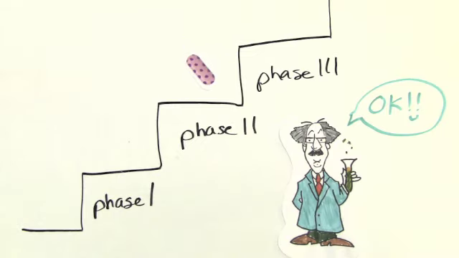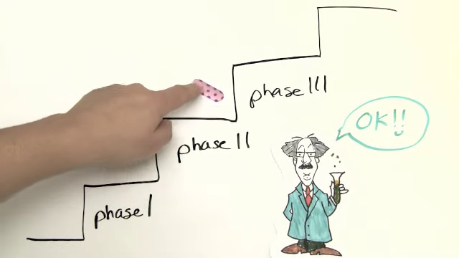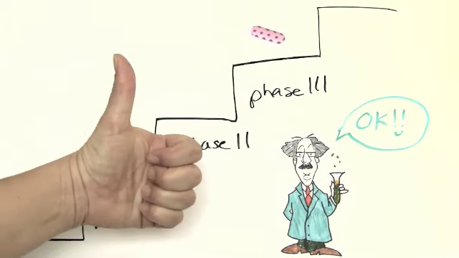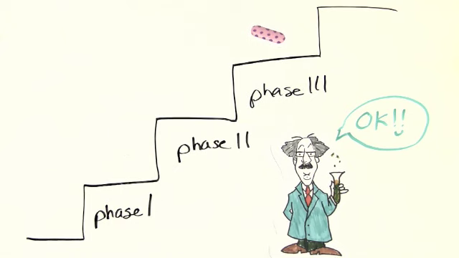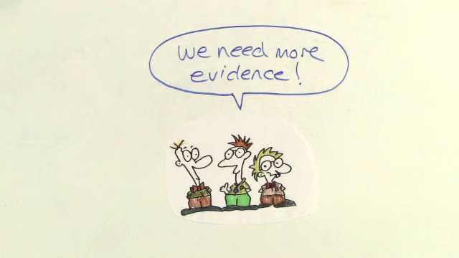If results of a Phase 2 trial are good, then a Phase 3 randomized controlled trial, or RCT, is needed to definitively figure out if the intervention works better than alternatives. Sometimes guideline developers use Phase 2 trial results to support guideline recommendations, but they need to keep in mind that Phase 2 trials aren't designed to provide the final answer about whether something works or not.